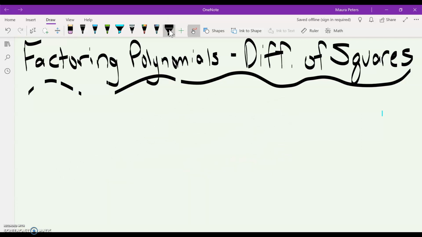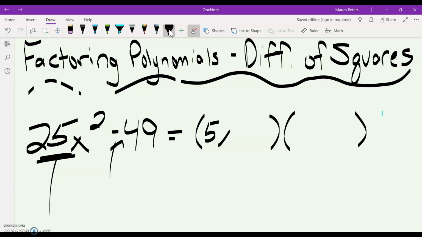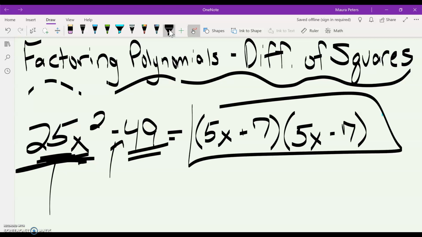Let's see here. 25x squared minus 49. Okay, again, we have the minus sign, so we're good here. The square root of 25x squared, well, that is just 5x, okay? 5x times 5x is 25x squared. That makes sense. And we have our plus, we have our minus. Square root of 49, well, that's just 7. There goes your final answer.